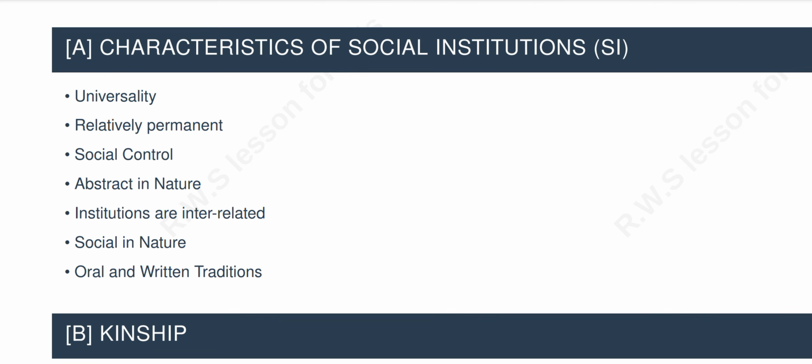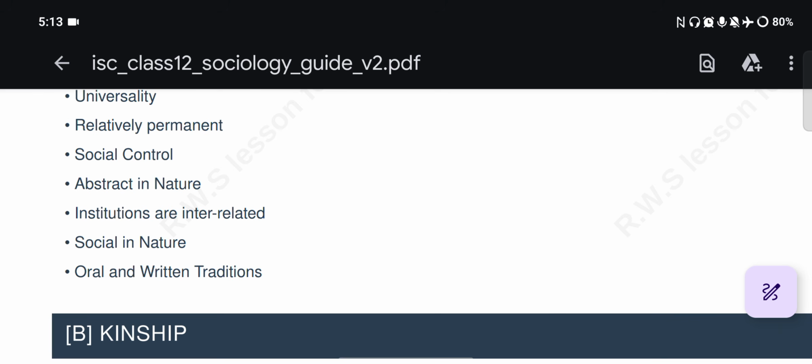Then abstract in nature. Let's suppose religion, family. These are not tangible objects. You can't put them in a museum to show. These are something that you can feel and understand.